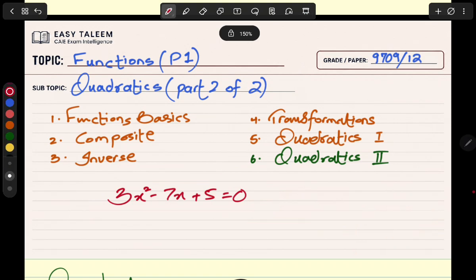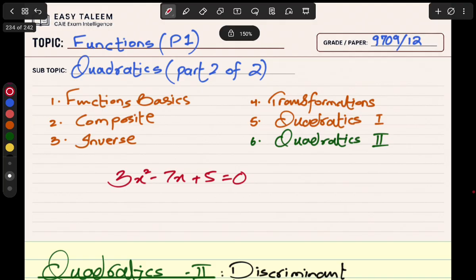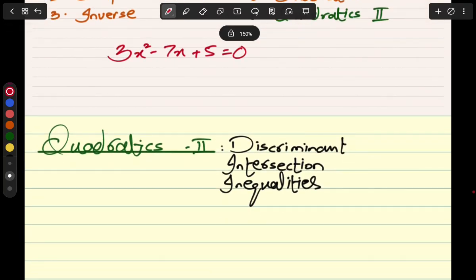And fair enough, but Cambridge expects you to know, and today by the end of this lecture you should be able to answer that question in under 3 to 5 seconds. So let's begin. Please write today's heading, which is Quadratics 2: Discriminant, Intersections and Inequalities.